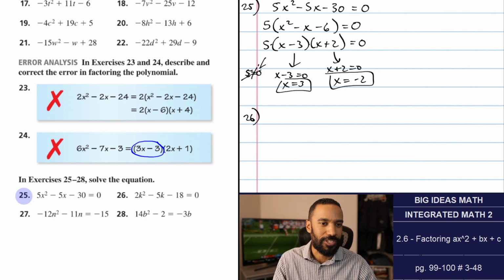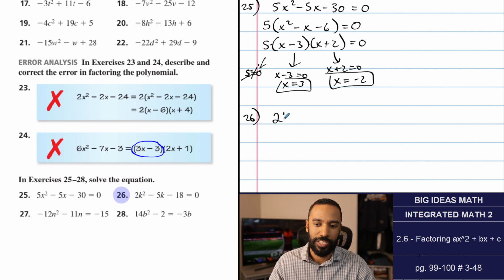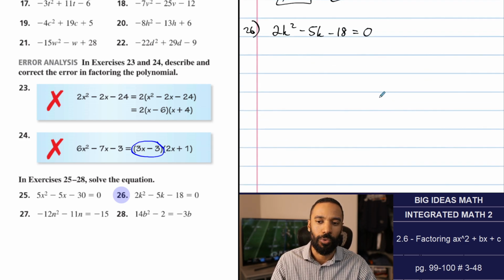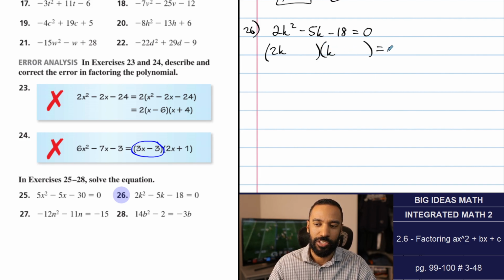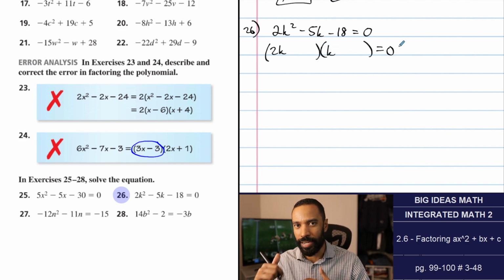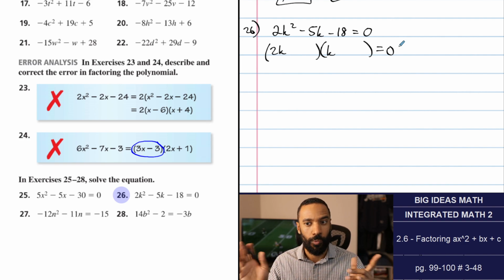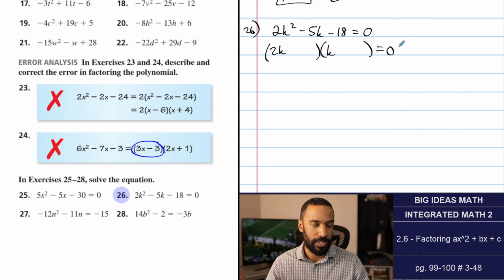Number 26. We have 2k squared minus 5k minus 18 equals 0. It's in standard form. It's set equal to 0. There is no GCF, so you are looking to factor right now. 2k squared comes from 2k times k. Negative 18 has several factors, 18 and 1, 9 and 2, 6 and 3, all of which are one odd, one even. I have multiple ones to test.